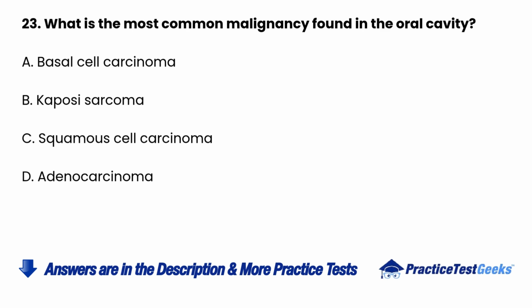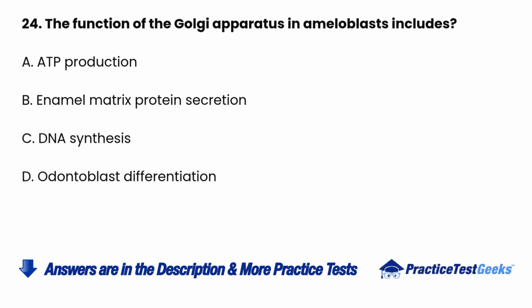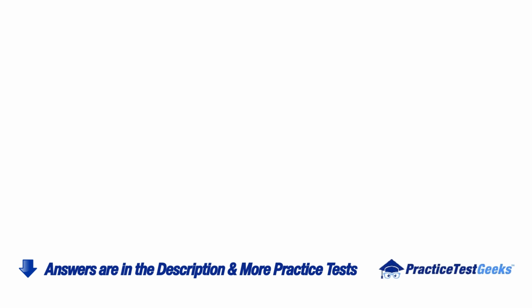D. Adenocarcinoma. 24. The function of the Golgi apparatus in ameloblasts includes A. ATP production. B. Enamel matrix protein secretion. C. DNA synthesis. D. Odontoblast differentiation.